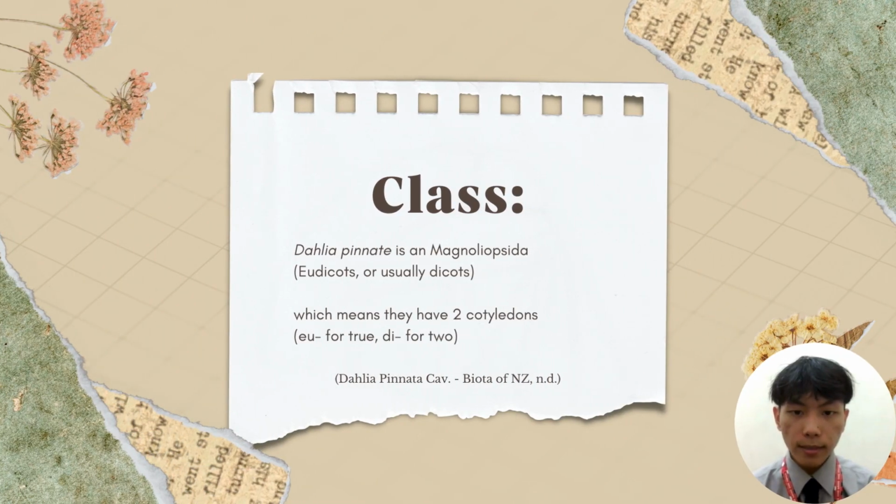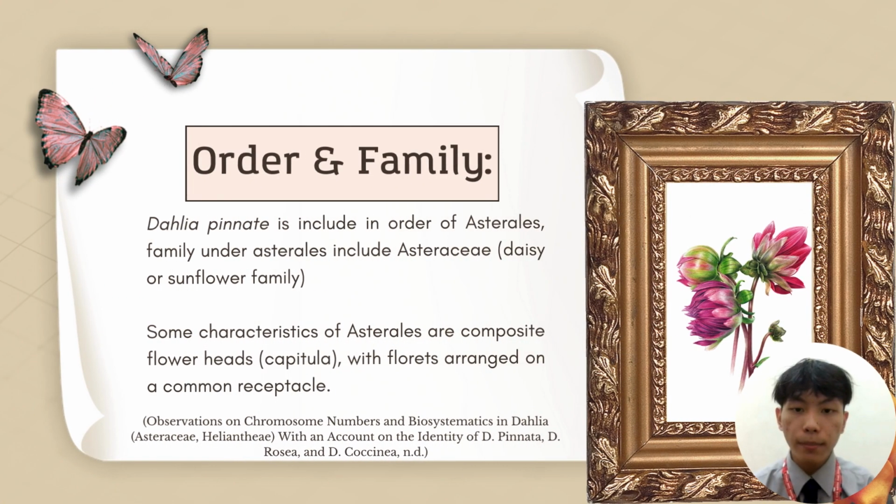So for class, Dahlia Pinnata is Magnoliopsida or Eudicots, or usually dicots, which means Eu stands for true and Di stands for two. For order and family, Dahlia Pinnata includes order of Asterales and family under Asteraceae, which is the daisy or sunflower plant. So some characteristics of Asterales are flowering heads with florets.